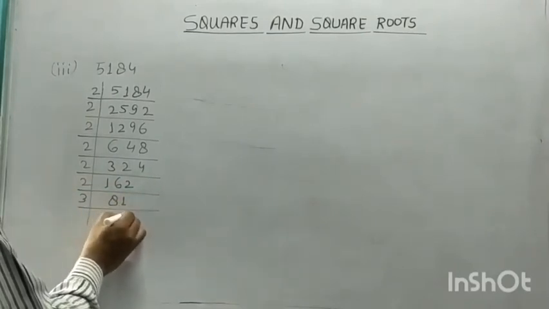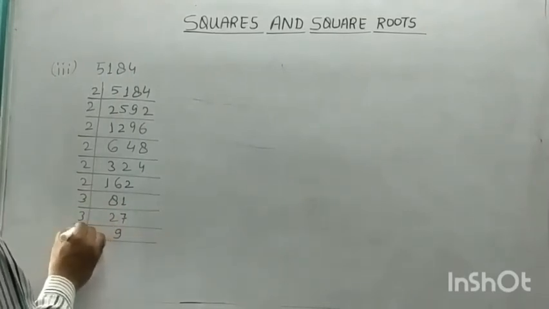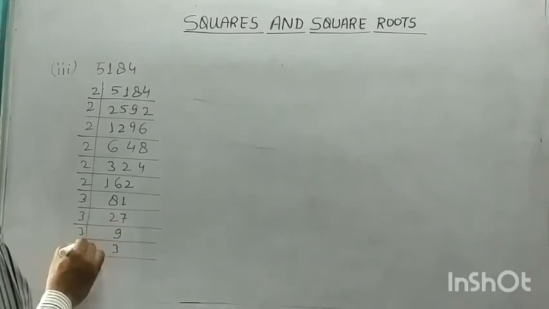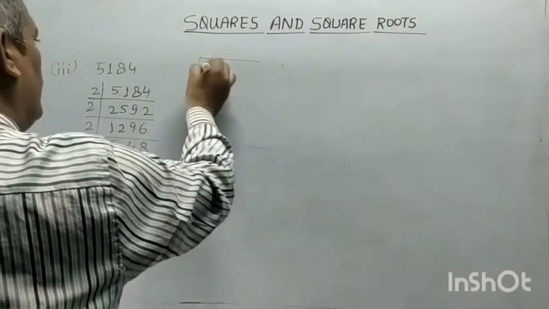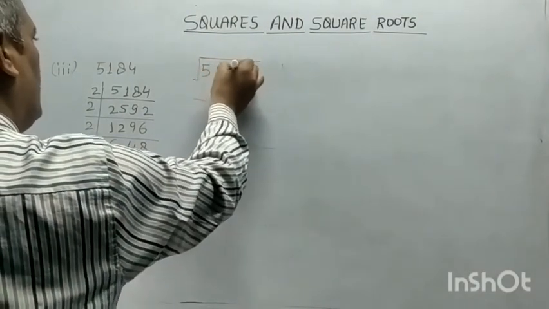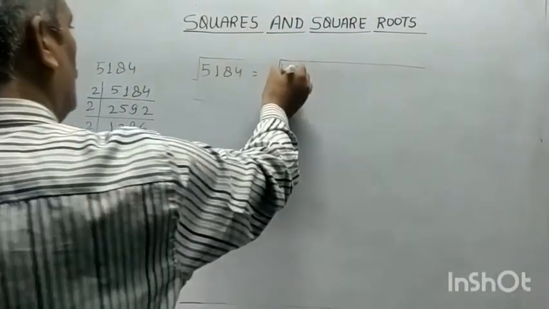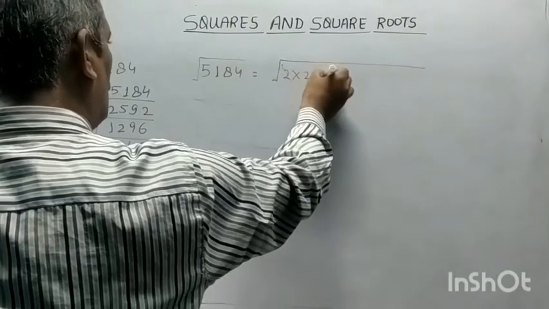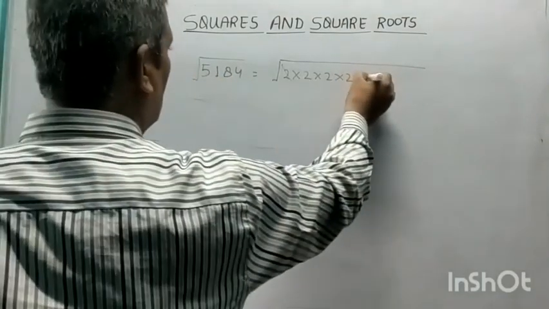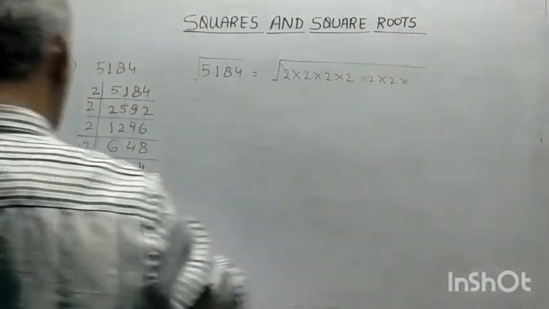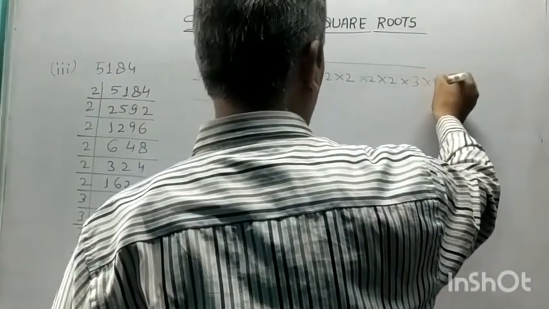3 27s are 81. 3 9s are 27. And 3 3s are 9. At last 3 1s are 3. Now write the prime factors. Square root of 5184 is equal to 2 multiply 2 multiply 2 multiply 2, 6 times, multiply 3 multiplied by itself 4 times.